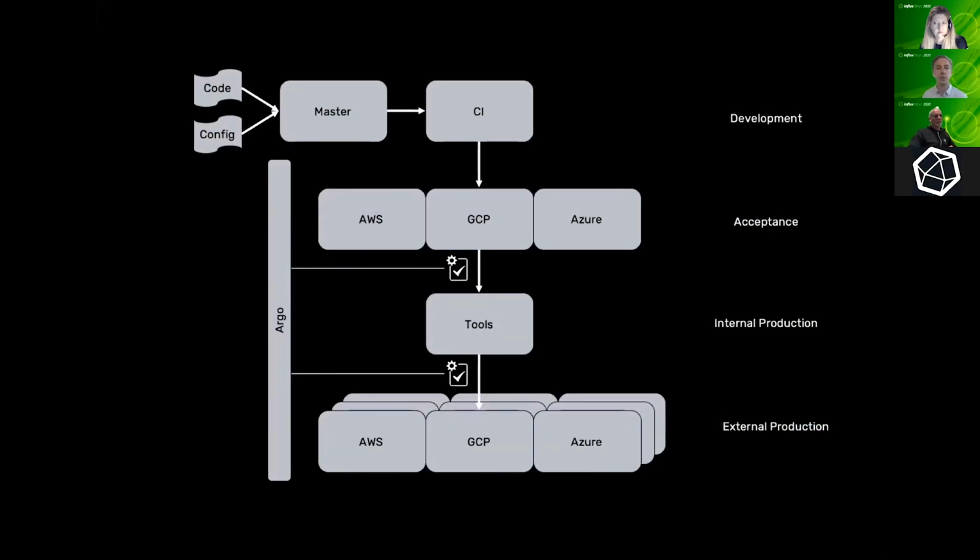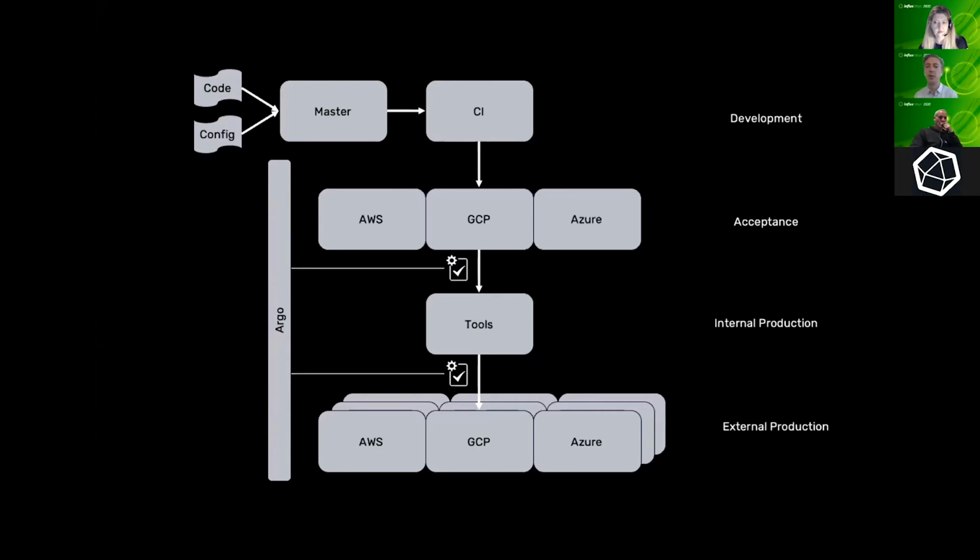So this is a look at what our continuous integration, continuous delivery pipeline looks like. At the very top, you have our Git repo, which goes into the CI testing, which then gets deployed into our acceptance environment. We have a different acceptance environment for each cloud provider because we're using different services in each. So we have to ensure that in each provider, things work as expected. That all gets deployed into a cluster we call tools.